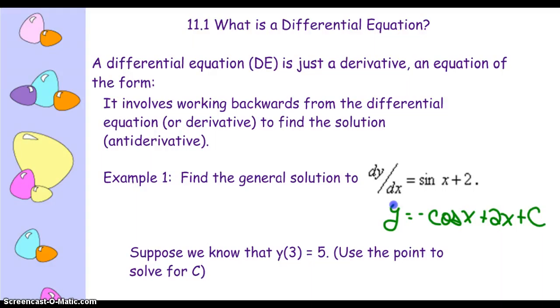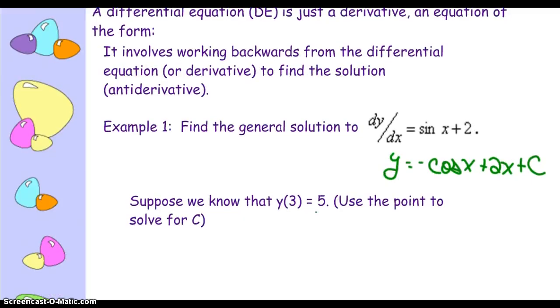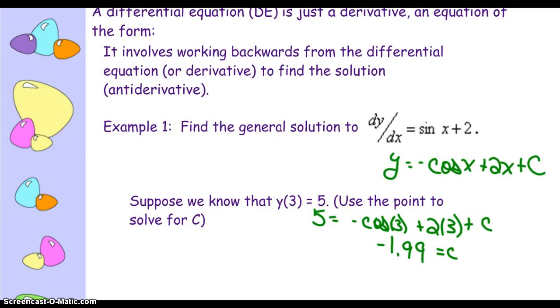Let me give myself some space. There it is. 5 equals negative cos of 3 plus 2 times 3 plus c. You'll go ahead, type that in, and you're going to end up with c equals negative 1.99. So you would write y equals negative cos x plus 2x minus 1.99.